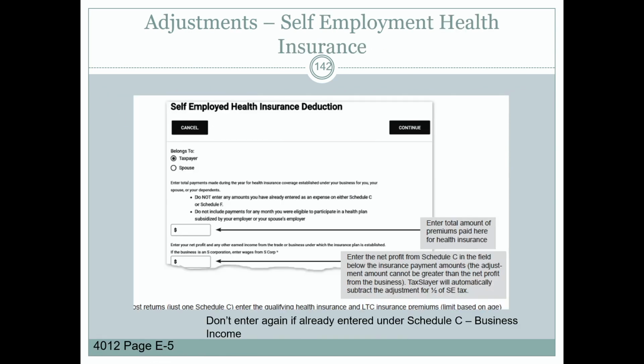Now also, self-employment health insurance for the self-employed individual can be deducted here, but generally that's been entered on the 1040C, so you can't take it twice. But that is entered on line 16 of the Schedule 1. And this is the form or the page in TaxSlayer that would address this.